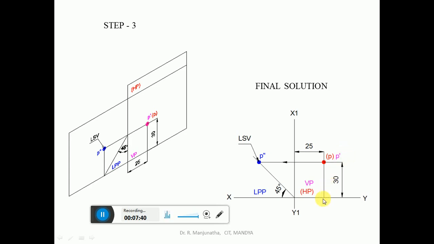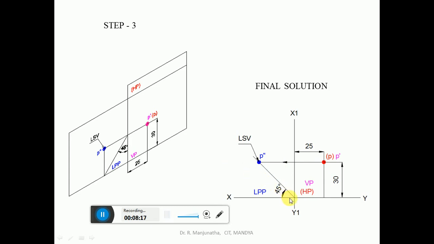Then the distance behind VP is also 30 mm. So from the XY line you mark 30 mm, and since the behind VP distance is seen in HP, and the HP is the one which is rotated, the image you see in HP is the top view, so you keep this in bracket. You mark this point P, small p, in bracket. Then the distances of both front view and top view are seen in the profile view. So draw a horizontal projector from the front view to the profile view first.